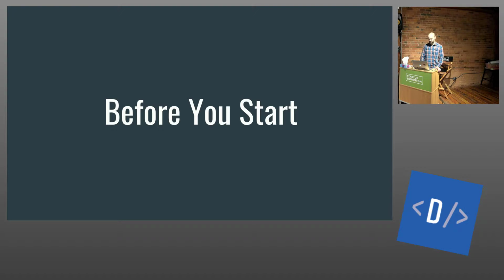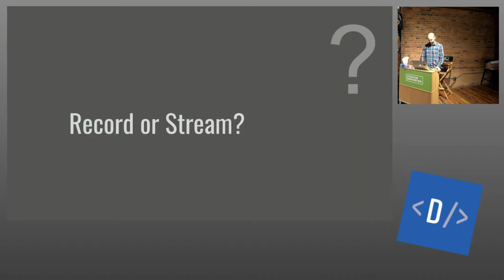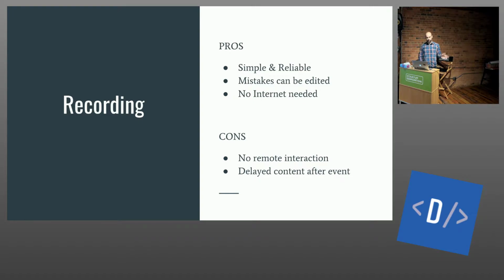Before you start recording, there's a bunch of things you have to decide. The first one is whether you want to record or stream. For those of you that don't know, there are two different ways that you can share these talks. Recording is where you have the event, create a file on your laptop, and upload it later to YouTube. It's nice because it's simple and reliable. If there are mistakes or you need to do a second try, you can do that. And you don't need an internet connection.